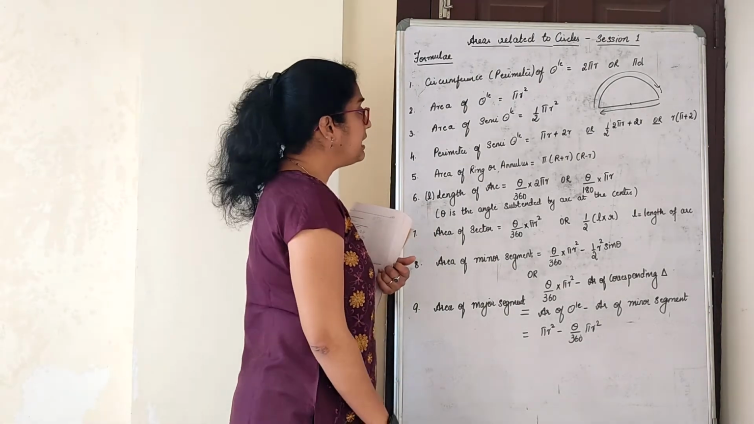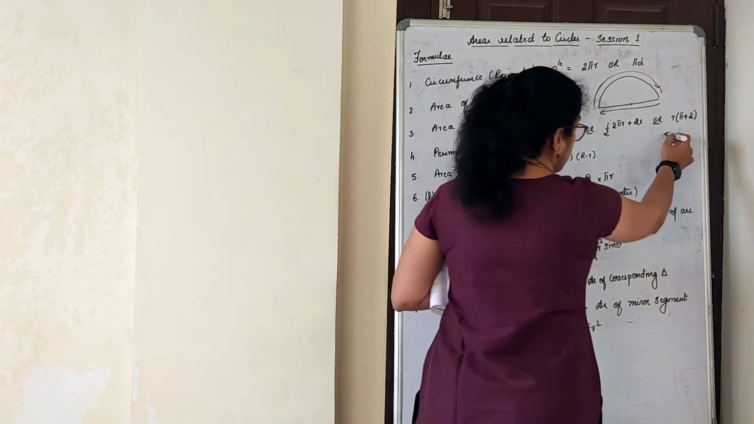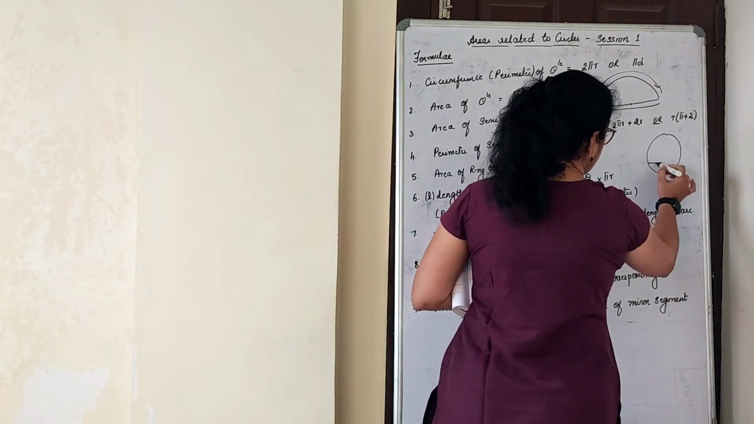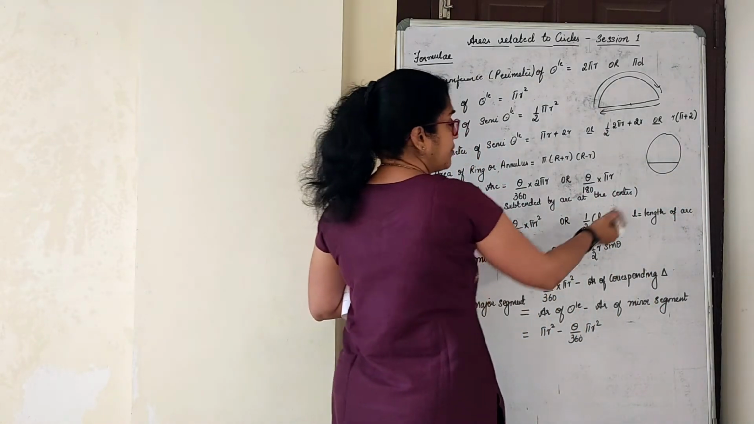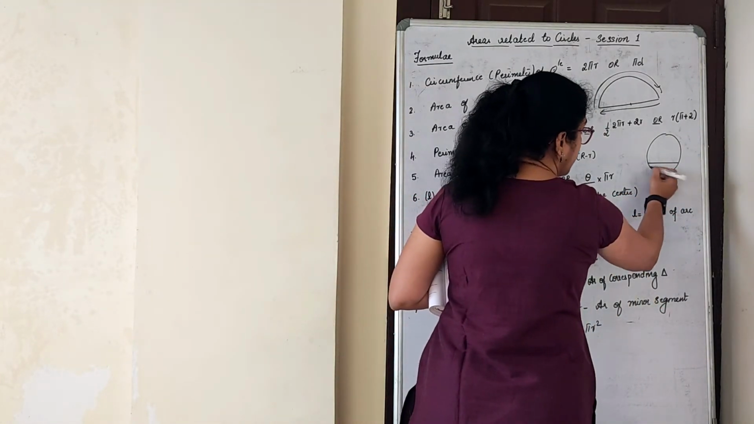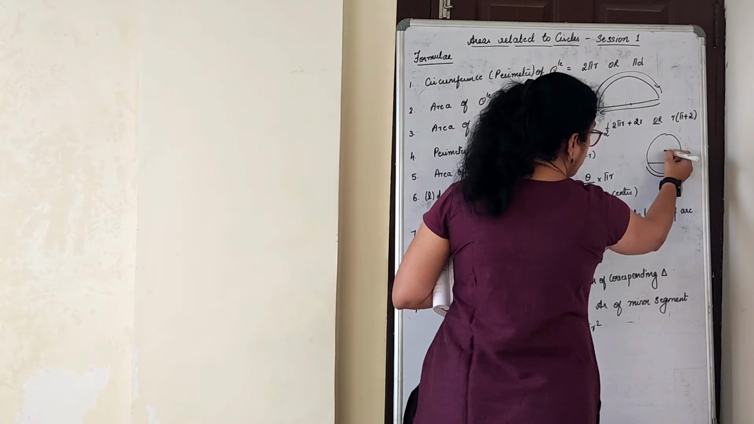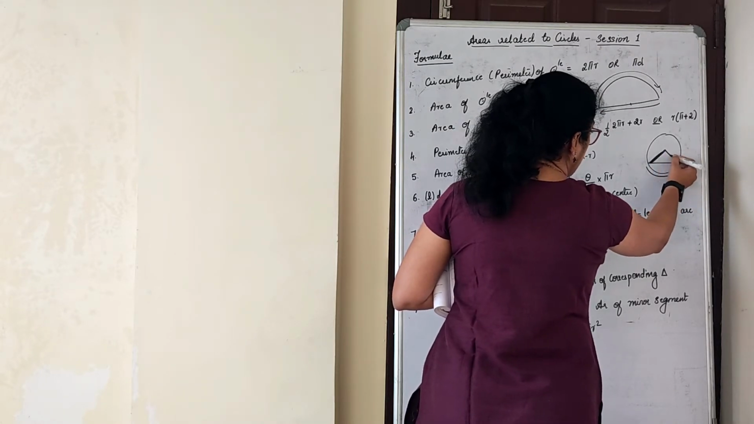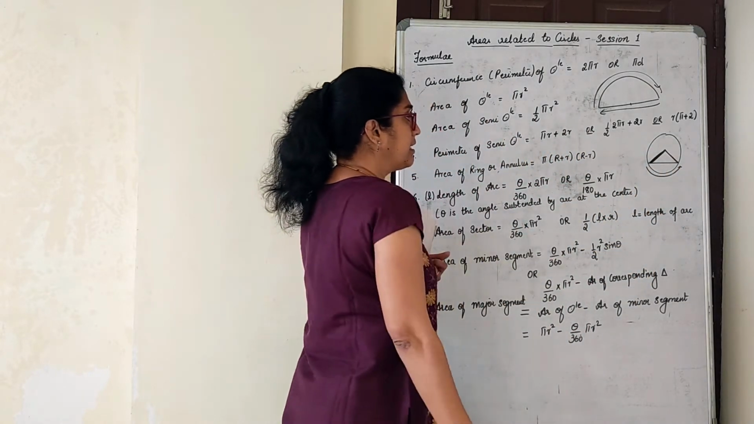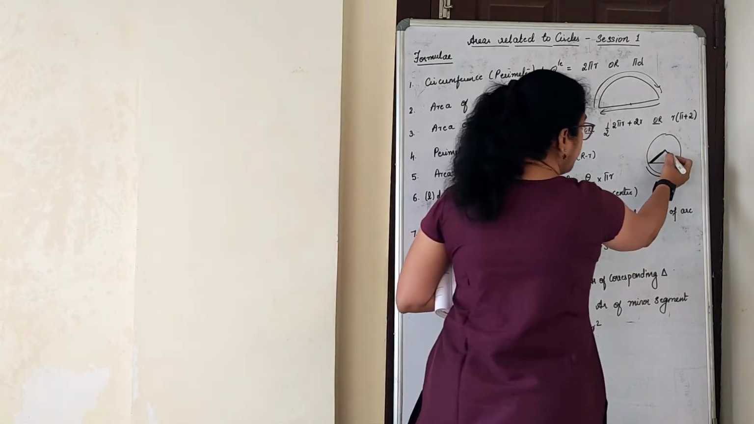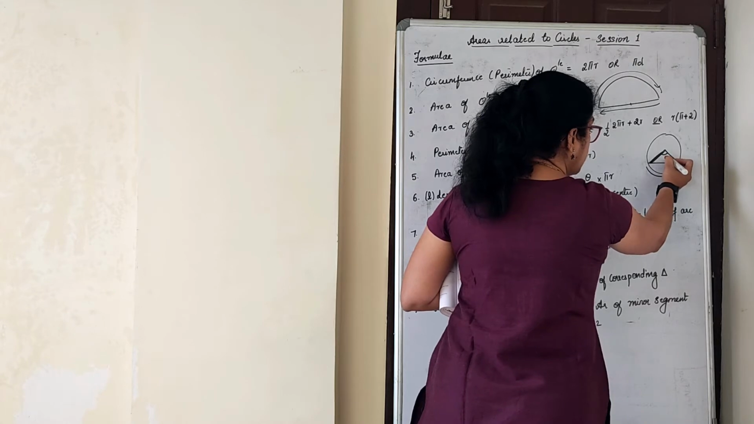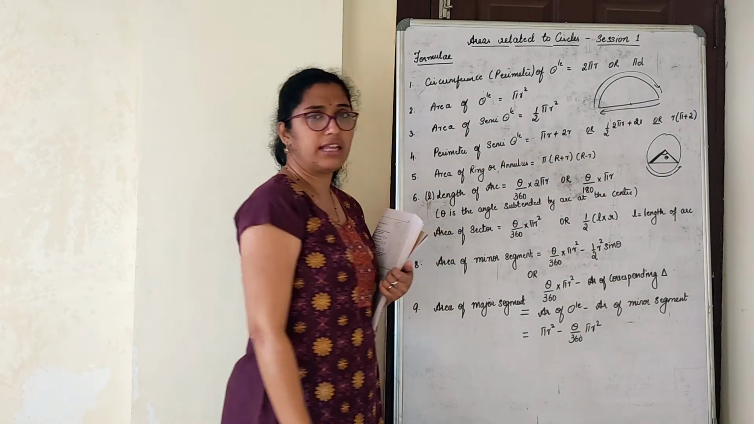Then comes the length of an arc. This is a circle. Now it is separated by a chord, right? Now this is the length of an arc, this portion I am talking about. It is subtended by an angle. Now the length of an arc, when I talk about, this is a minor arc. Now this arc is subtended with respect to which angle? This angle. That angle we mention as theta.